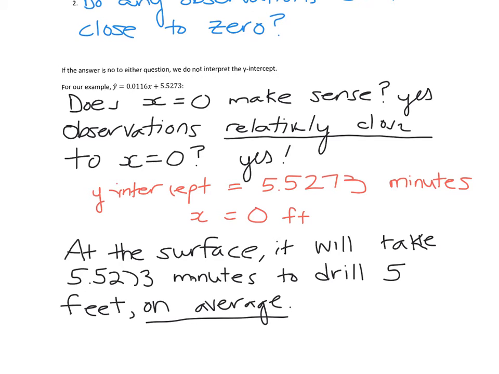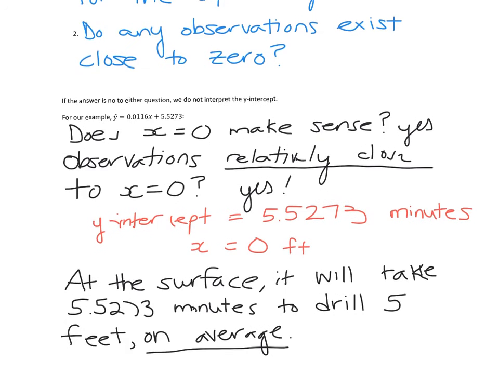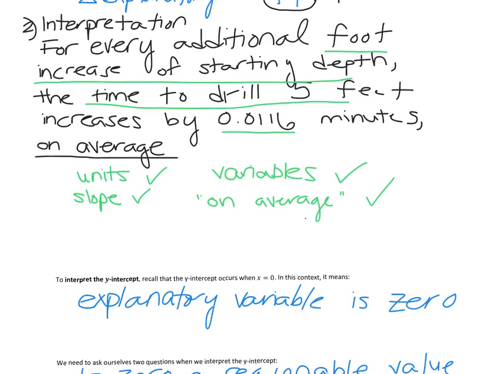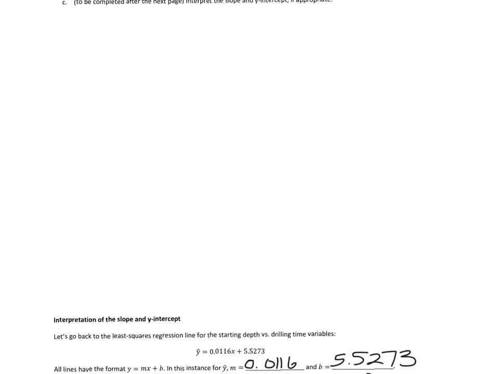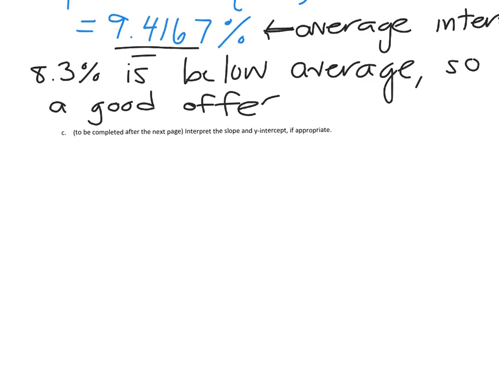All right, so let's head back up to the example with the credit card scores, with the corresponding interest rates, and we're going to now interpret the slope and the y-intercept. So remember, our slope was, we'll start with the slope.